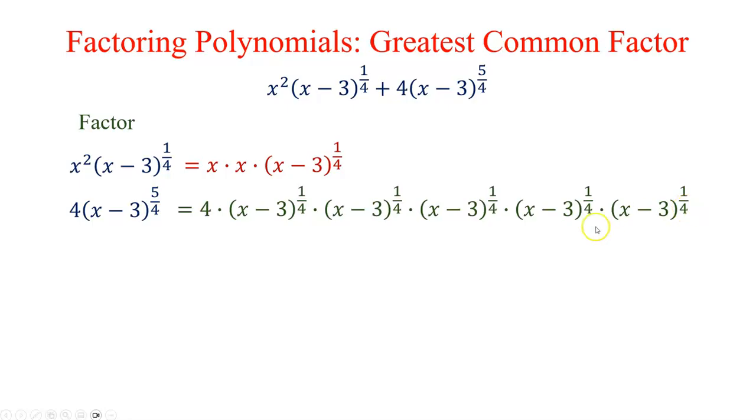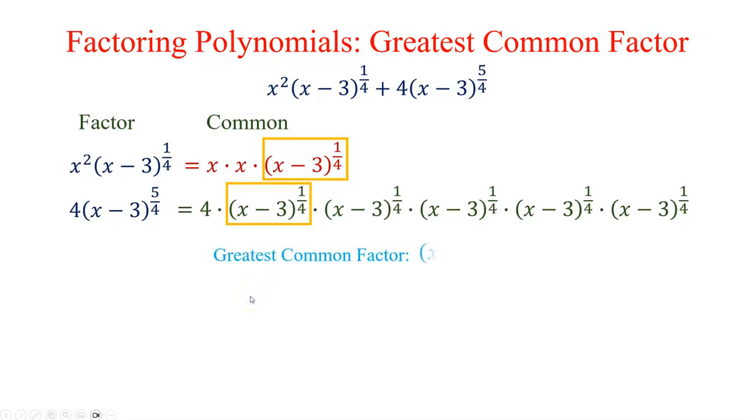So once you understand how to put this in expanded form, in factored form, we can then begin to see what's common. We can easily identify that x minus 3 to the 1/4 is a common factor for each of the expressions. And so therefore, my greatest common factor here will simply be x minus 3 to the 1/4. So just like before, now that we have our GCF, it's time to factor it out. So my GCF is my x minus 3 to the 1/4. And let's see what's left over.